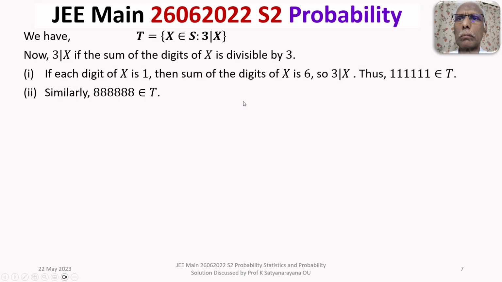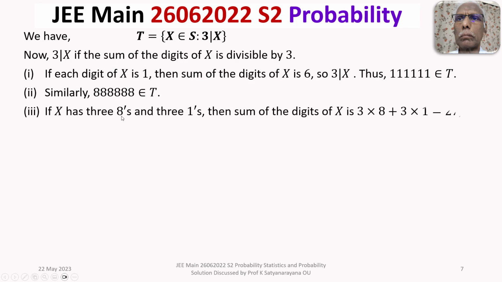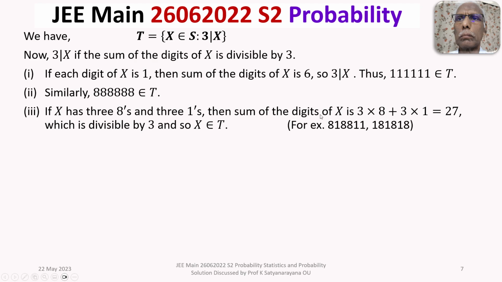What are the others? That is the question. Suppose your 6-digit number has three 8s and three 1s. Then the sum of the digits will be three 8s, which is 24, plus three 1s, which is 3. That is, the sum is 27. 3 divides 27. Therefore, 3 divides X. If X has three 8s and three 1s, then the sum of the digits of X is 3 into 8 plus 3 into 1, that is 27, and 3 divides 27. Therefore, 3 divides X.